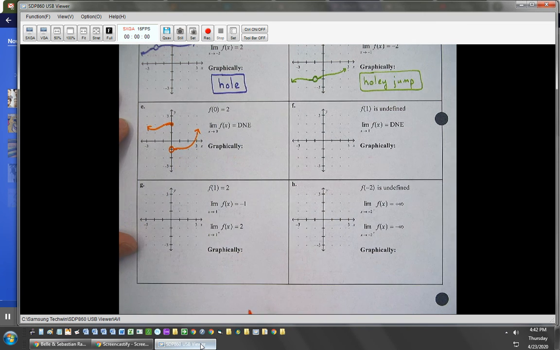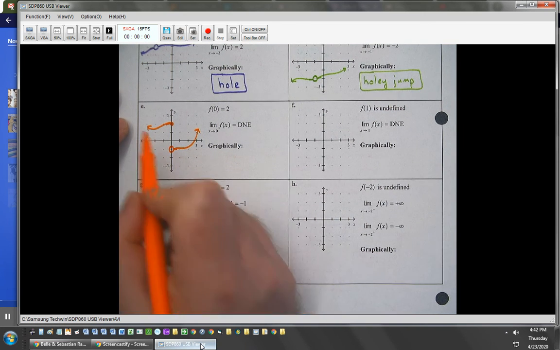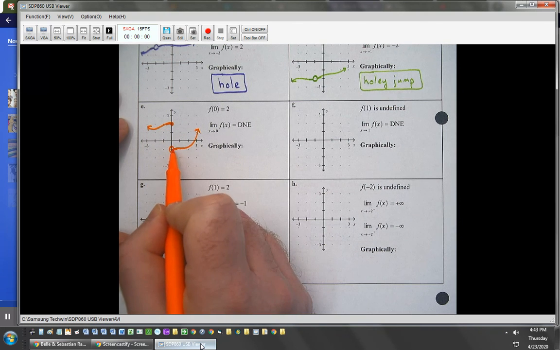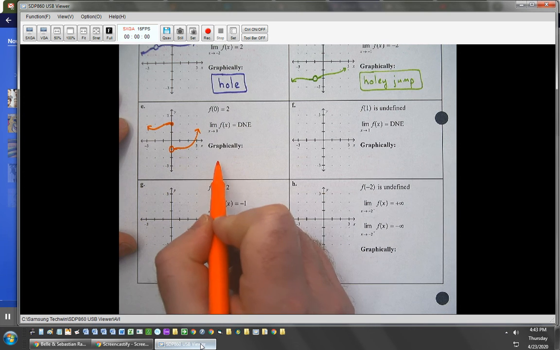Now I can go back and I can make a sketch. This is what I decided my graph was going to look like. So my graph comes in to a height of 2 from the left and comes into a height of -1 from the right, which means they don't touch. We call this a jump.